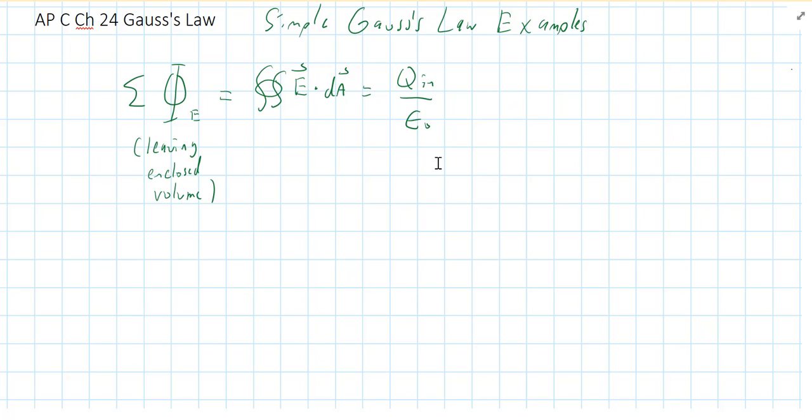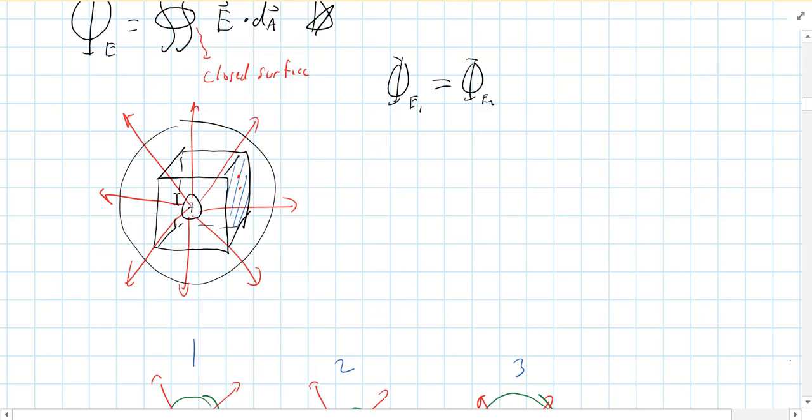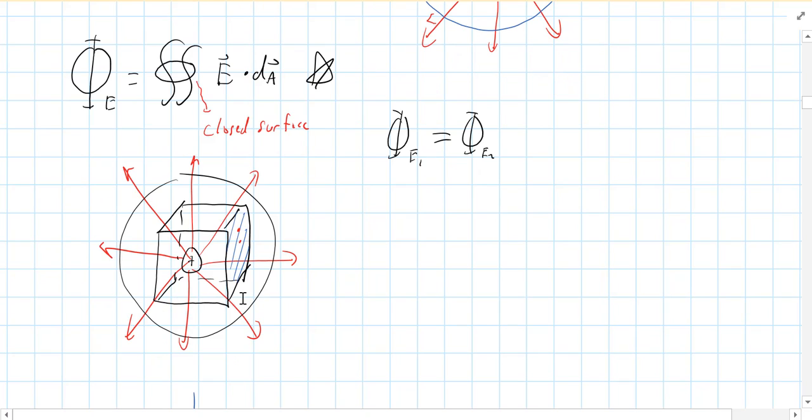A couple things to note. In a previous video, which I'll scroll up to, we talked about the electric flux leaving a cube. If you were to use this equation to try to calculate the electric flux leaving, let's say, the right-hand face here, it would be really, really hard. But now we have an easier way to do that.